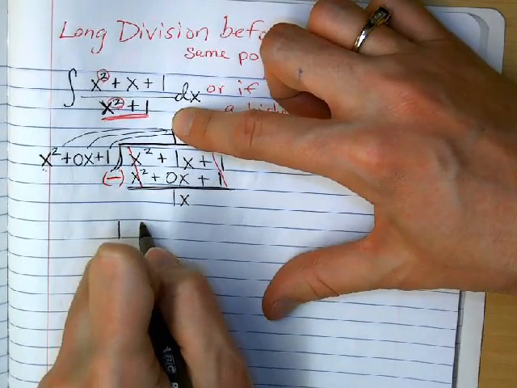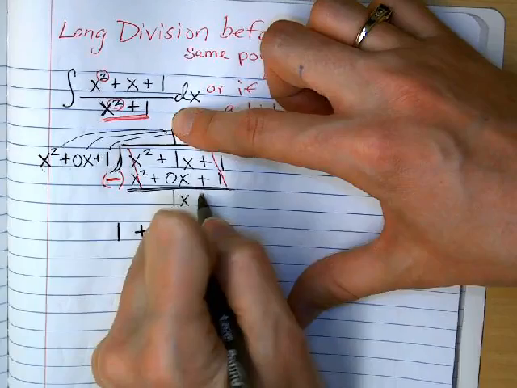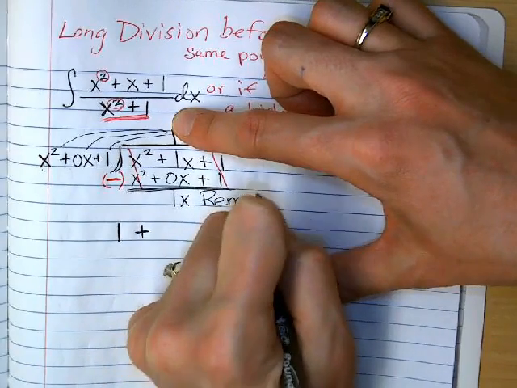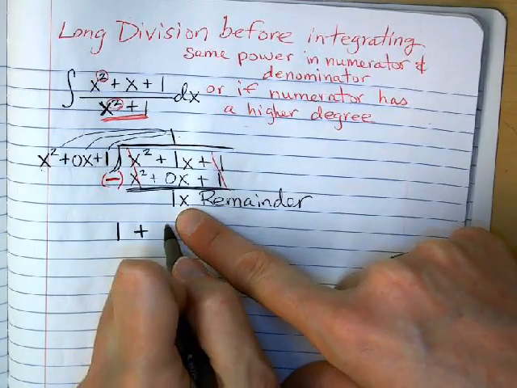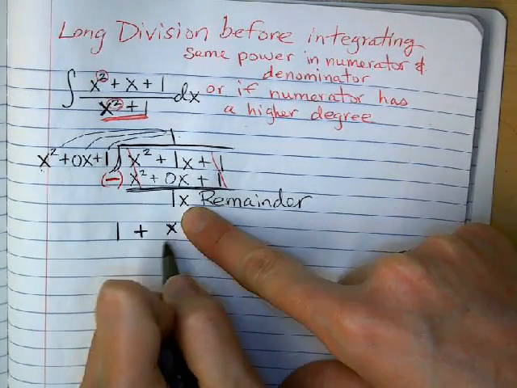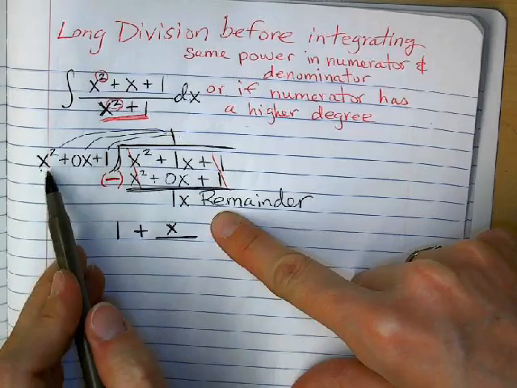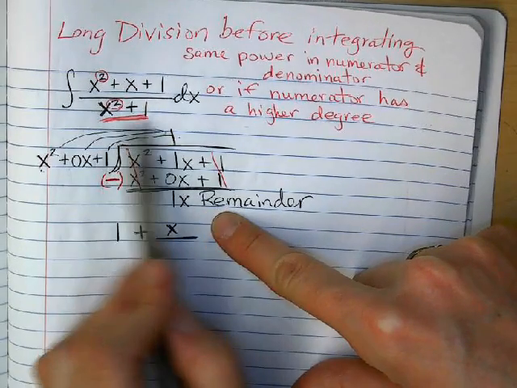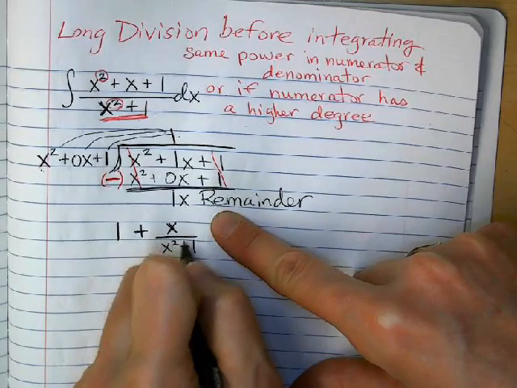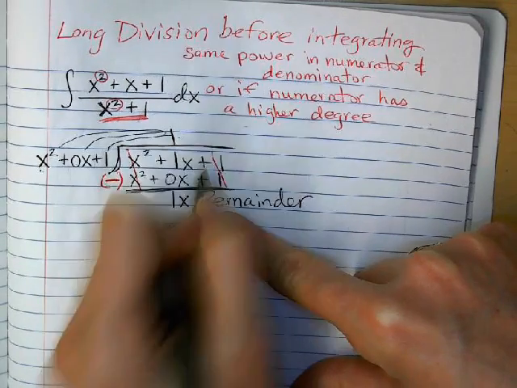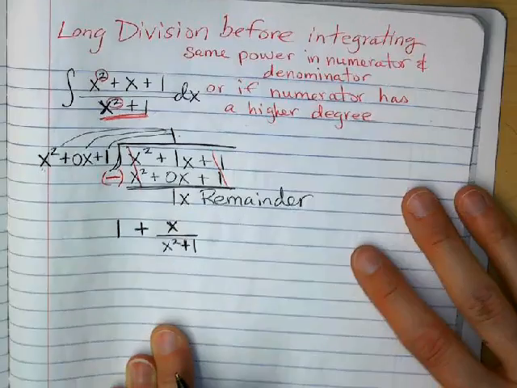Remember, this is your remainder. And what do you do with the remainder? You put this x that's left over what you were dividing by. What were we dividing by? x squared plus 1. You don't need the 0x now. I just had it in there as a filler to make sure everything lined up when doing long division. So I did long division. Now I can integrate this problem.